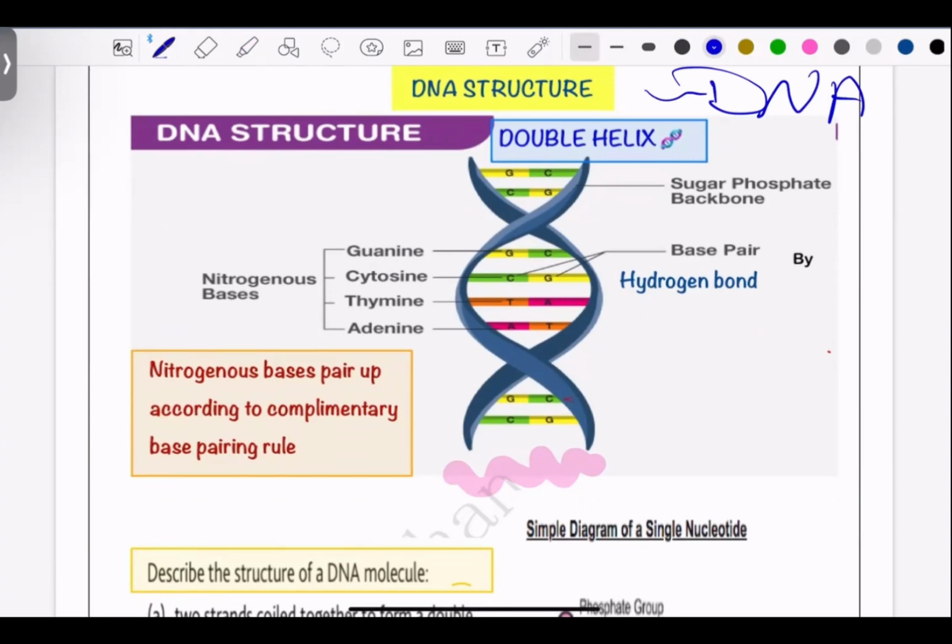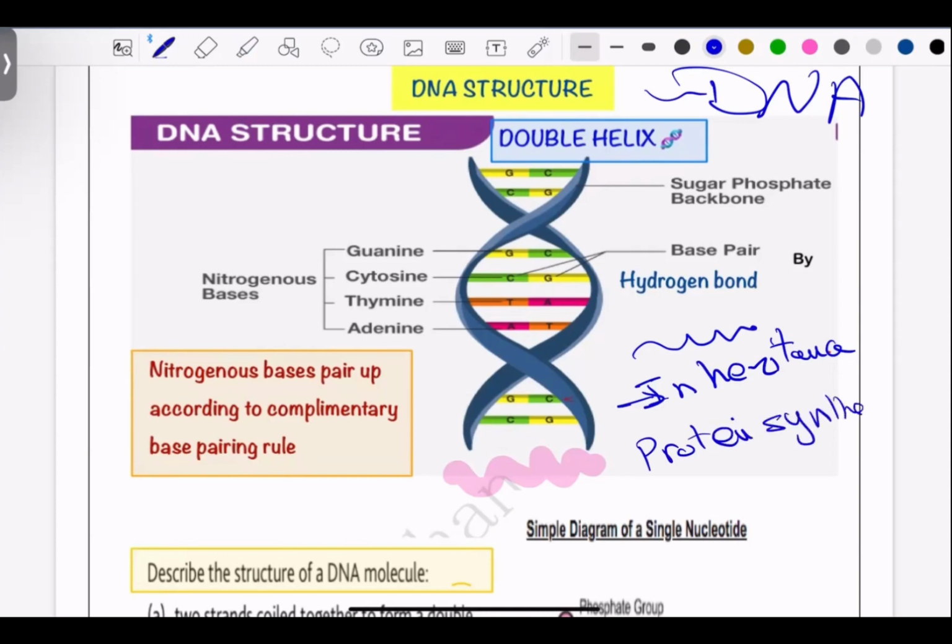DNA here is very important, as I told you, in two things. Number one, it helps us in inheritance. And what else? In making the protein, in protein synthesis. Okay, do you get it now?